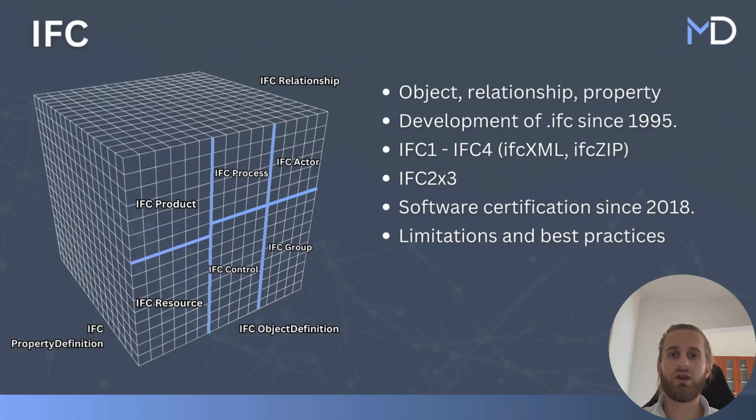The development of IFC began in 1995 and it developed from IFC 1 to IFC 4. You might hear about IFC XML or IFC zip formats, which contain a lot of non-geometric information. Today, the IFC 2x3 and IFC 2x4 formats are represented on the market depending on the software. Some software can export and import these formats, while others cannot, depending on their development. Since 2018, software certification has been taking place, which I already mentioned. And in the next slide, I will explain what IFC 2x3 means and what IFC 4 means.